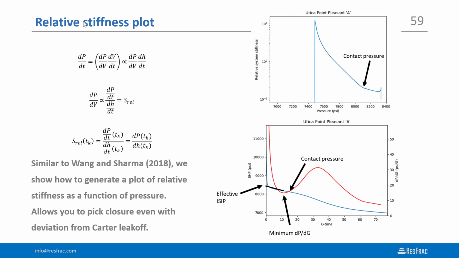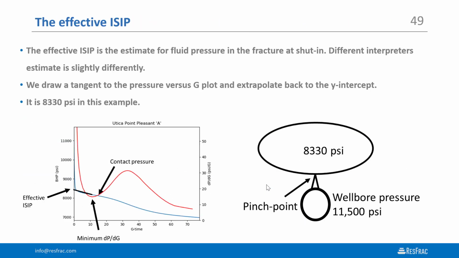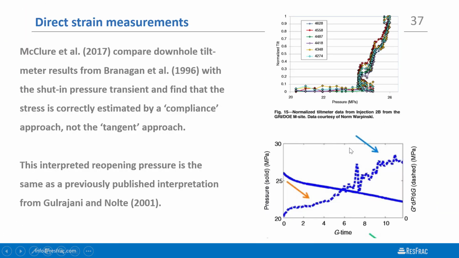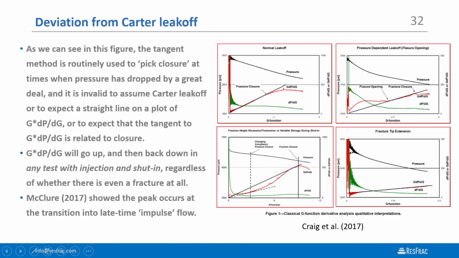All right. Next, we could also look at perhaps how this deviation from Carter leakoff affects the estimation of stress itself. So again, note that we've been relying on this deviation from dP/dG to pick closure, but that's assuming that we still have Carter leakoff. So what if we're in a system where the deviation from Carter leakoff is happening simultaneous with closure? I'll refer back to this paper here. Which paper? Way back here, this paper.